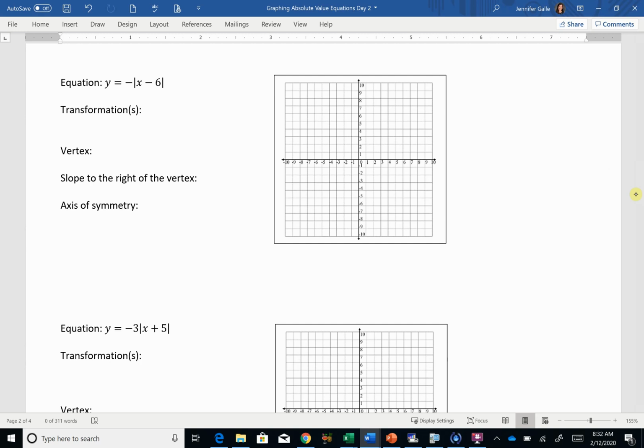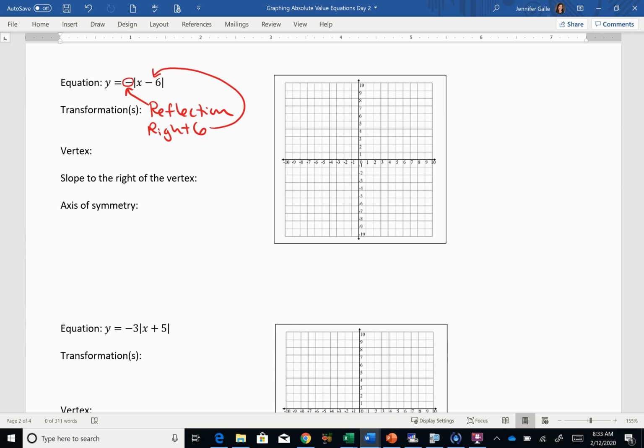I like to work my way from left to right. So the first thing I see is a negative sign. The negative sign in front of the absolute value bars, we saw that yesterday. That's going to cause a reflection. The next thing I see is I'm subtracting 6 inside the absolute value bars. I know we see a minus there, but we have to think opposite. And we're really going to go to the right 6.